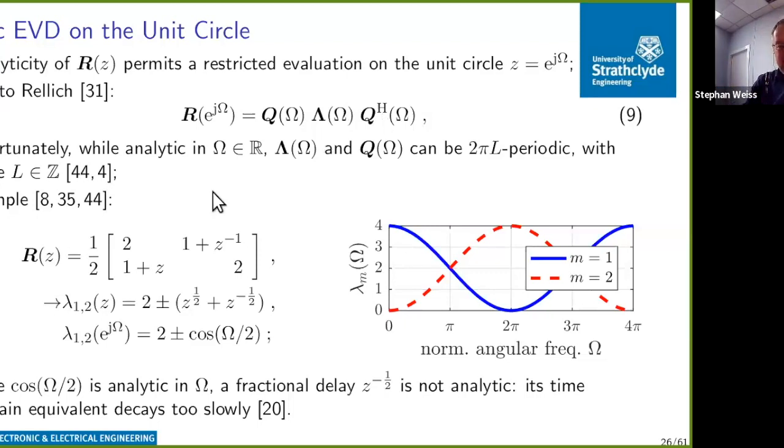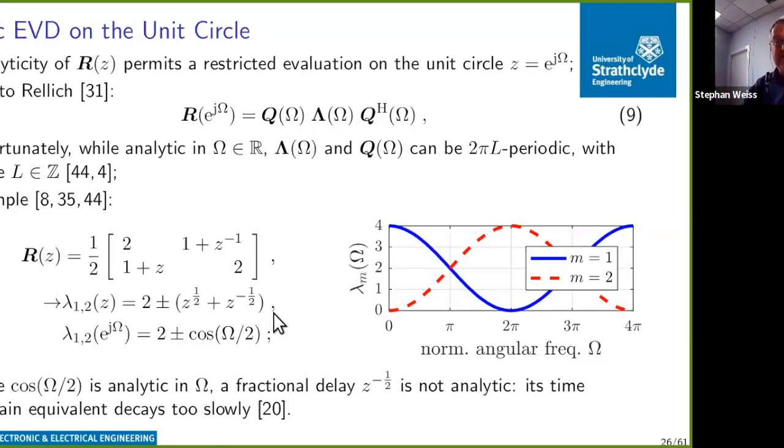So the matrix R of Z that you have on the left-hand middle of the slide looks simple and innocent. But if you perform the eigenvalue decomposition of that, you see the eigenvalues on the right-hand side. They look quite good. But if you look at the horizontal axis, that's our normalized angular frequency, you'll see that these eigenvalues are actually periodic with respect to 4 pi. That means that the eigenvalues are analytic in the real parameter omega. But if you now bring this back into the Z domain, you actually end up with fractional powers of Z. So the equivalent to fractional delay filters.